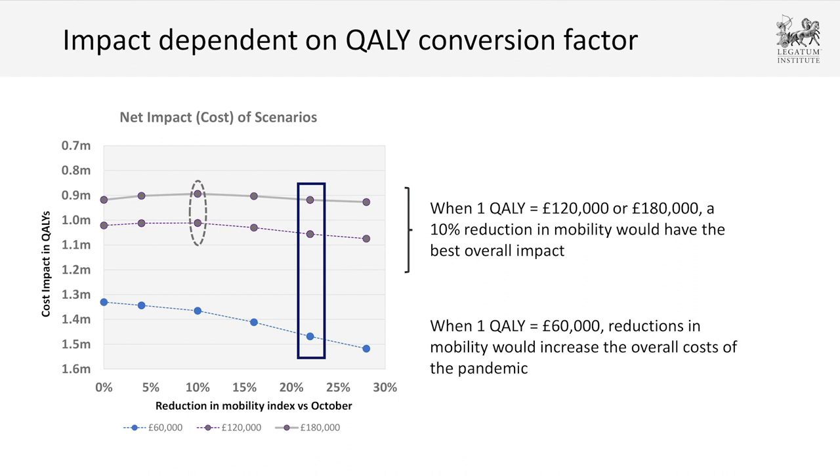So what we see when we increase the conversion factor for qualities, that at 180,000 or even 120,000, a 10% reduction in mobility would have been worthwhile. So if we change this conversion factor between a quality-adjusted life year and the amount in policy terms we pay for it, we would say if the quality-adjusted life year is worth paying more for, we would then be willing to accept the mobility reduction. But to 10% at this level.